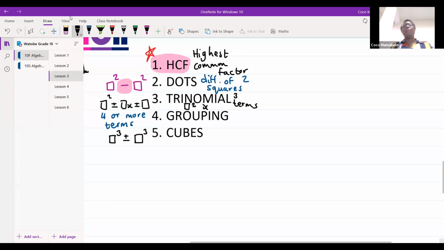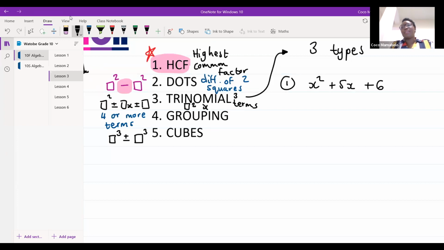Okay, so now when we are factorizing a trinomial, guys, and this is specifically for a trinomial, there are only 3 types of things that they can possibly do with a trinomial. Type 1 is if I have x squared plus 5x plus 6. What I'm going to do is open 2 brackets. Always, always, always. If I see trinomials and they ask me to factorize, you always open 2 brackets and you put an x here and an x here.